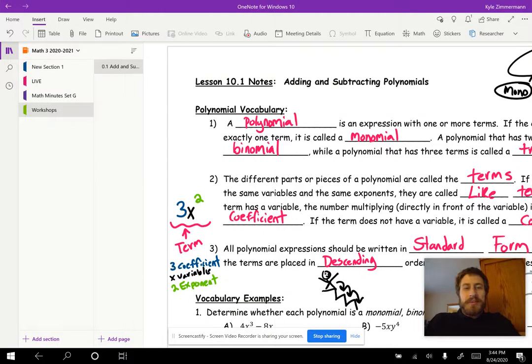Hey guys, it's Mr. Zimmerman, and today we're going to look at some of the essential vocabulary for polynomials and get our adventure started. Let's go ahead and dive in.